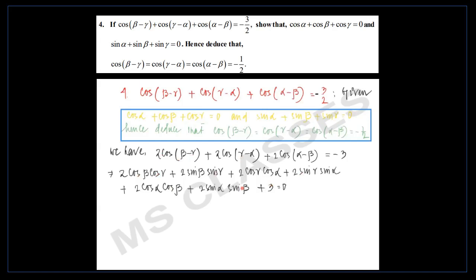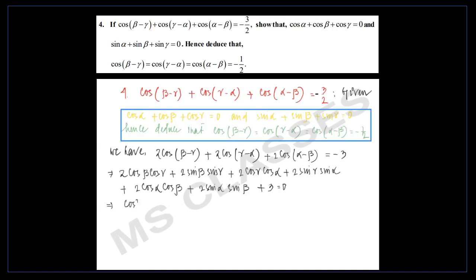Now, since we have to show that cos alpha plus cos beta plus cos gamma equal to 0, we'll try to bring that one. Cos alpha plus cos beta plus cos gamma. So how? This is already in the 2AB, 2BC, 2AC format. So what we need now is a square plus b square plus c square. For that, you can split up this 3.